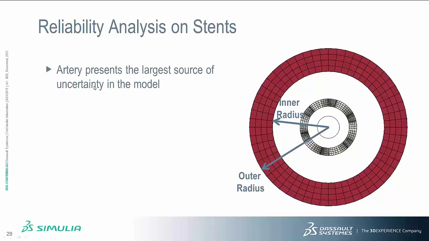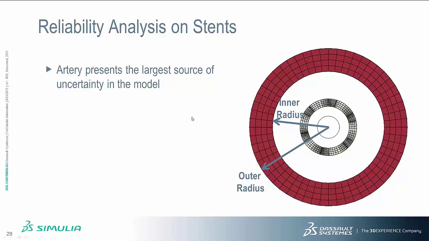For the reliability analysis, the artery, as I talked about earlier, presents the largest source of uncertainty in the model. What you're seeing on the right-hand side in red is the artery, modeled using a cylinder. The grayish area is the stent, and the inner circle is the balloon, which will be expanded to deploy the stent onto the artery.